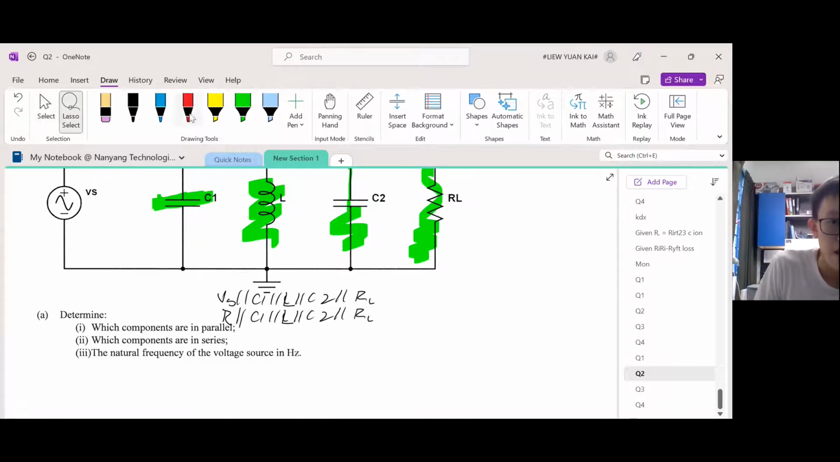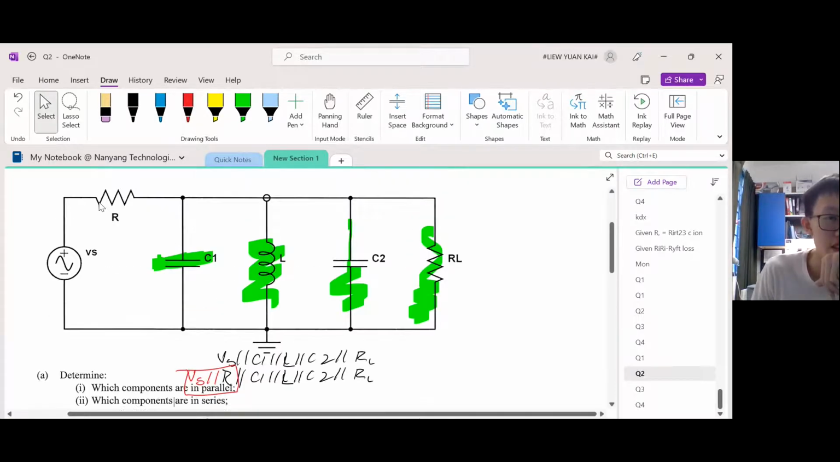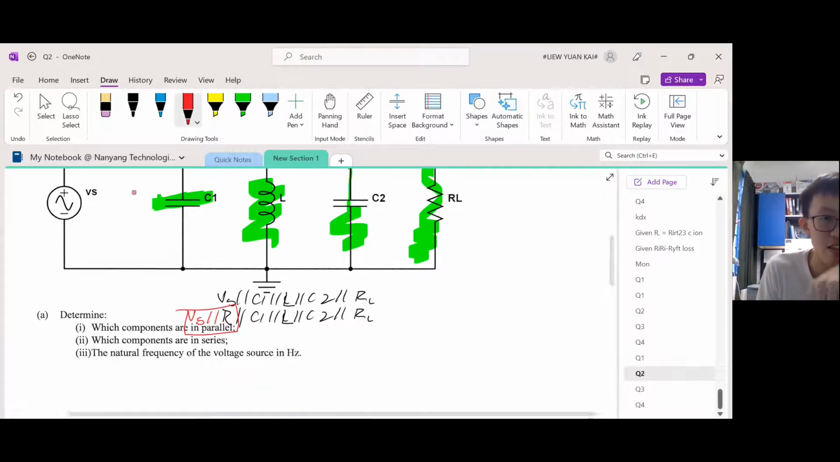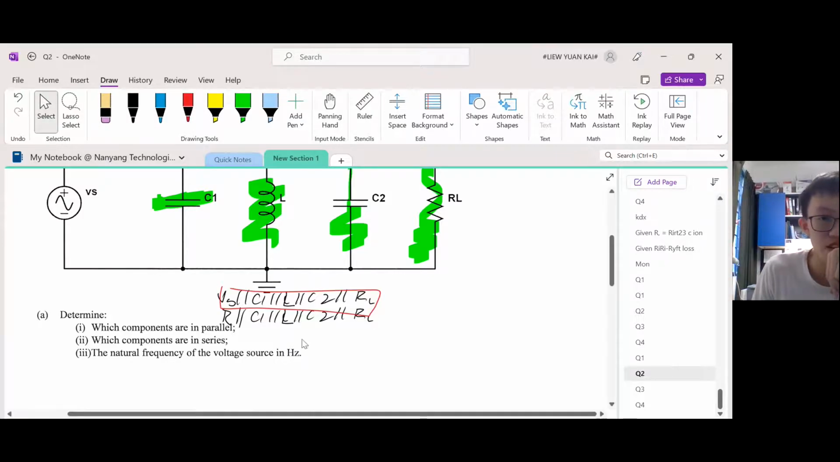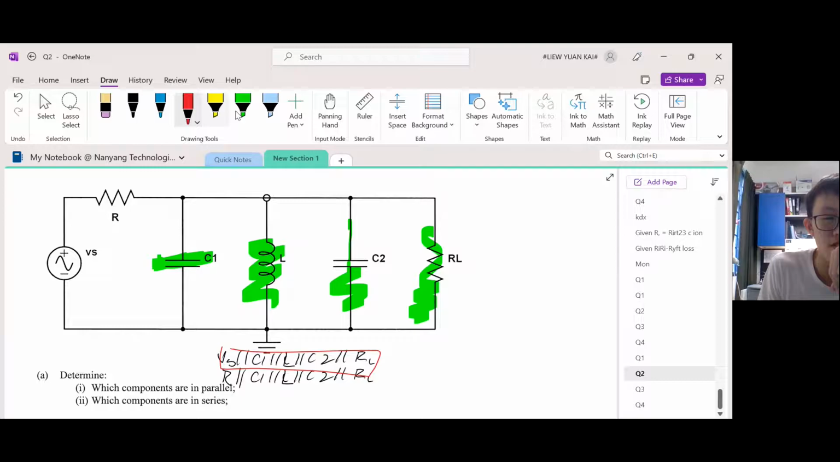Okay, but you cannot put VS over here. This relationship means parallel to each other. But look at this. VS and R, they're not parallel to each other. They're in series with each other. So you cannot include VS over here. So technically, if you want to be correct, it's more correct to do this. Because VS is also parallel to all of these devices that are highlighted green, right? This is parallel to all of these. And then separately, R is also parallel to all of these.